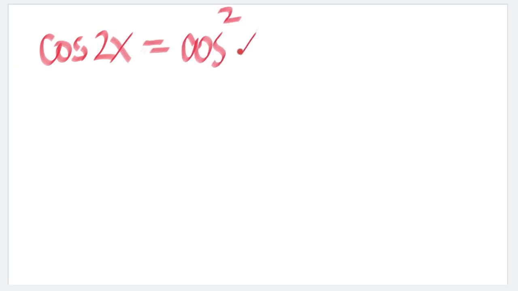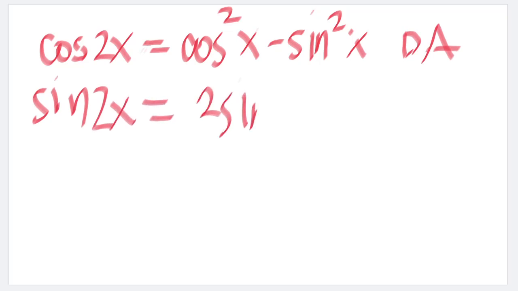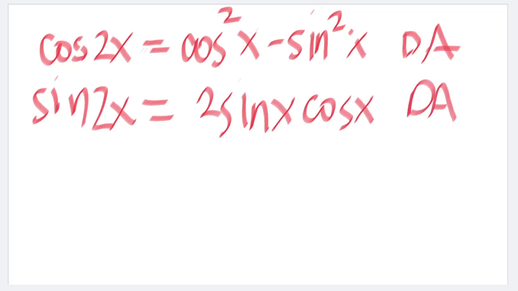We know in trigonometry that cosine 2x is equal to cosine squared x minus sin squared x. This is what? Double angle formula. For sin 2x, that is equal to 2 sin x cos x. Another double angle formula. You just have to recall your trigonometric properties. Double angle formula and the half angle formulas.